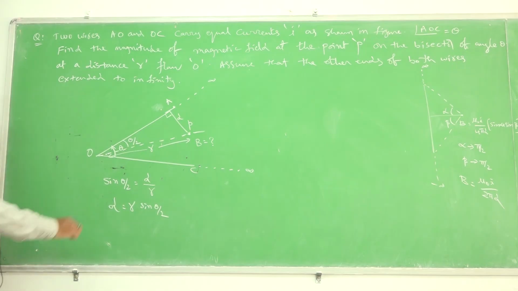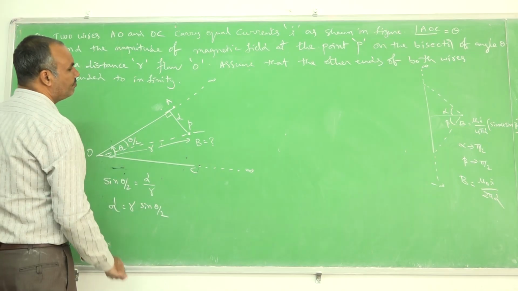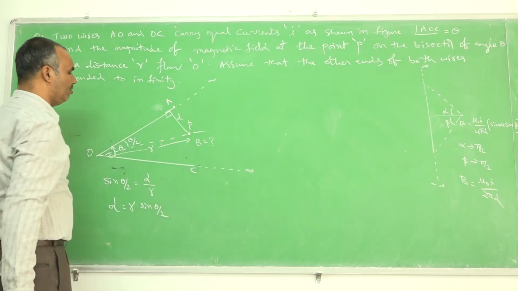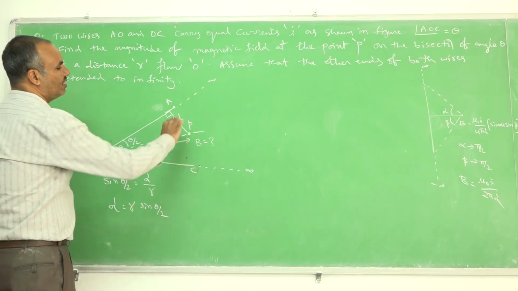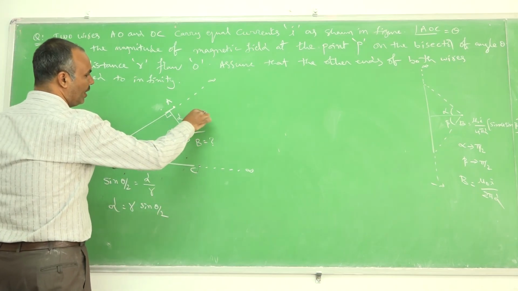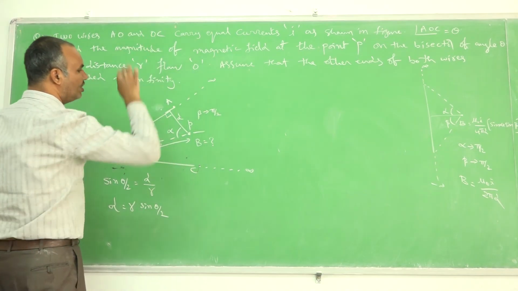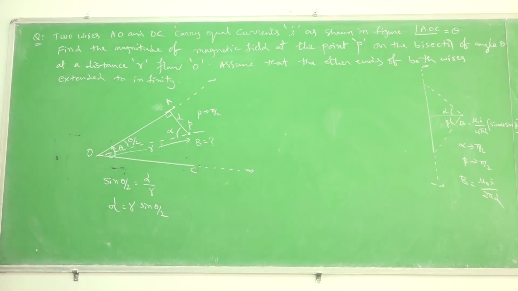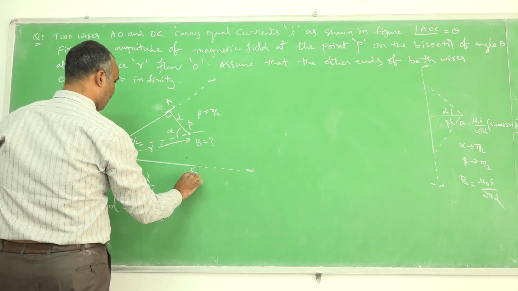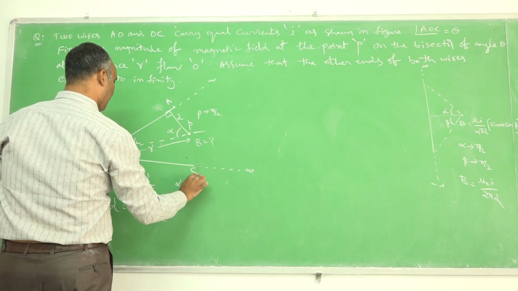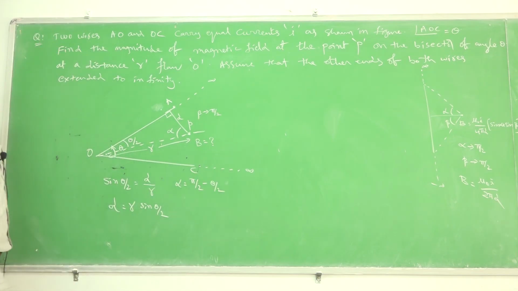One end of the wire is making an angle theta by 2 here. The other end is extended to infinity. If I take this angle as alpha and this angle as beta, here beta tends to pi by 2 because it is extended to infinity. Alpha value is pi by 2 minus theta by 2, or 90 minus theta by 2.